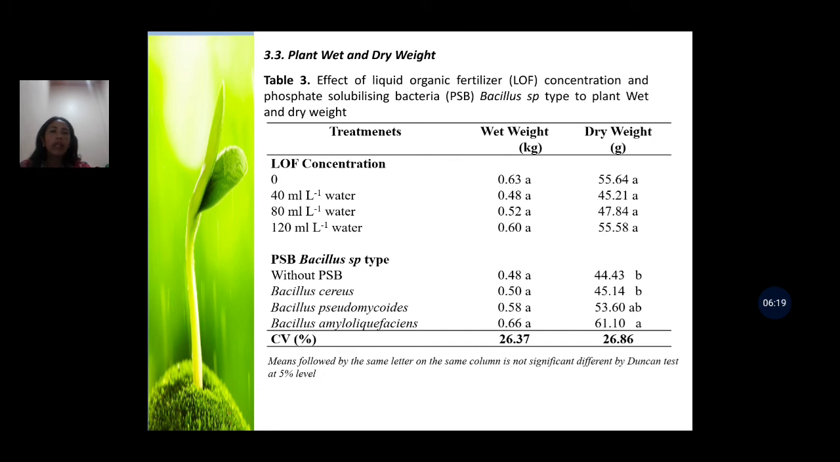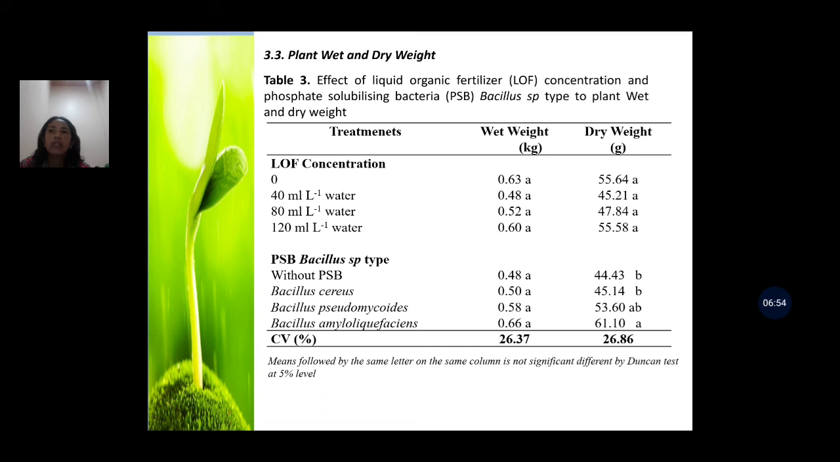Plant wet and dry weight. From table 3, we can see that the treatment of liquid organic fertilizer concentration and phosphate solubilizing bacteria Bacillus sp had no significant effect on the wet weight of potato plants. Mainly for the dry weight of potato plants, the treatment of phosphate solubilizing bacteria Bacillus sp gives a significant effect, but not the liquid organic fertilizer treatments.